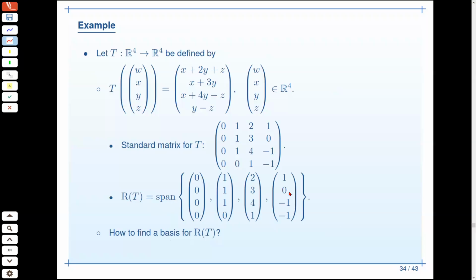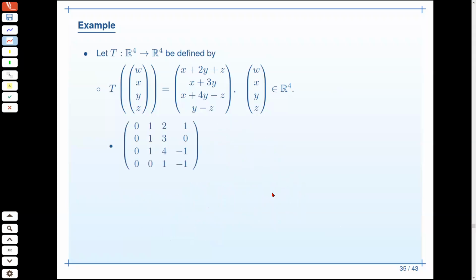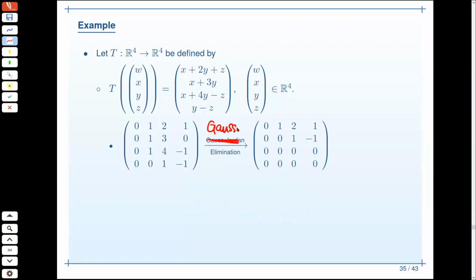But how do we find the basis for the range? It's the same as finding the basis for this vector space, spanned by vectors 1, 2, 3, 4. So how do we do that? This is already in columns, so what to do? Gaussian elimination will do. Apply the, why did I write Gauss-Jordan? This is not Gauss-Jordan, it should be Gaussian. Typo. Apply the Gaussian elimination, and you come to here already.